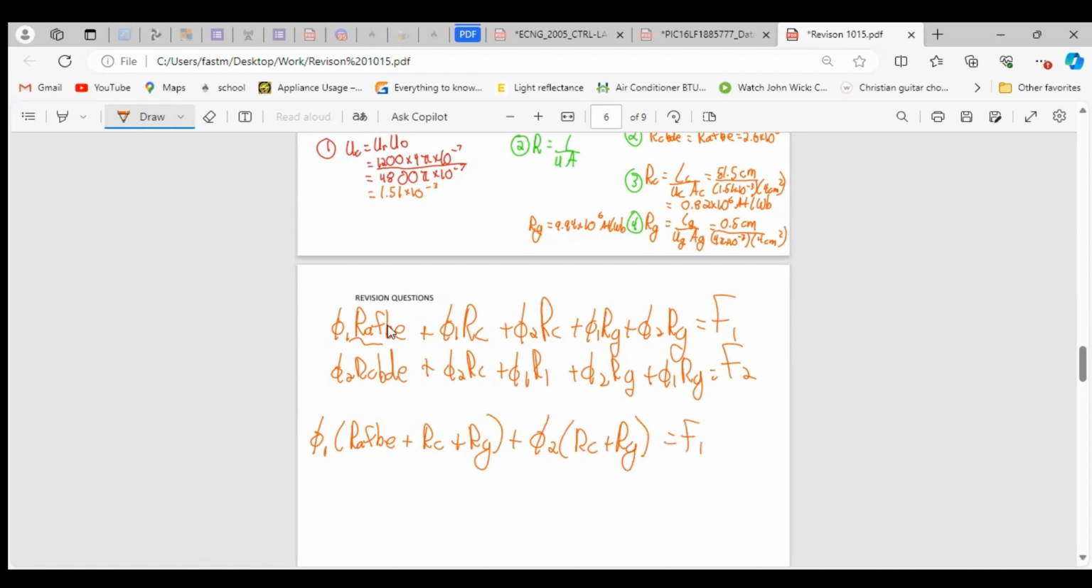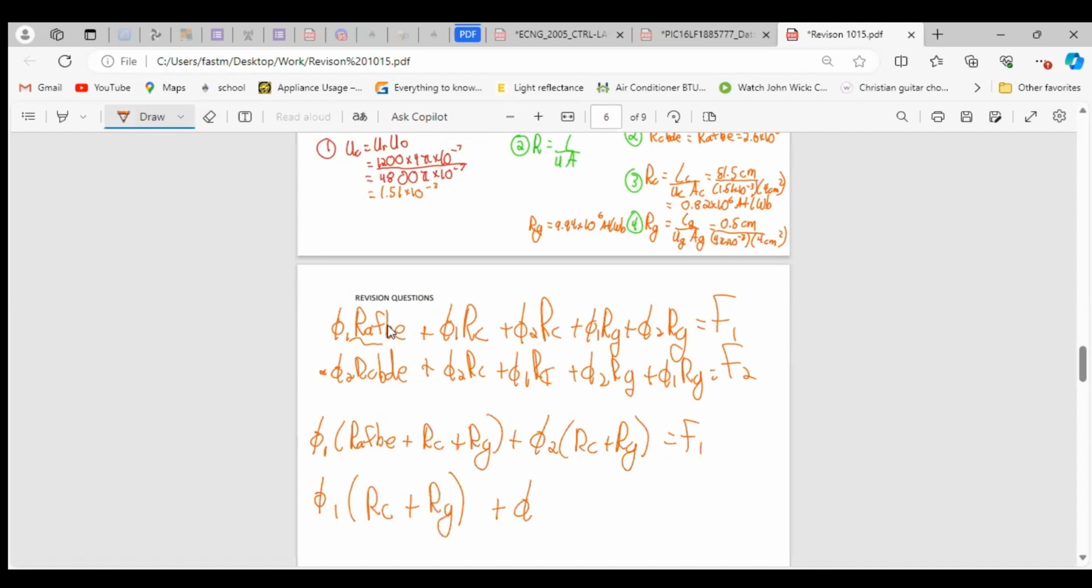The same thing for the second equation: factorize the stuff that has phi 2 in it. Or you could put phi 1 first, so it'll be easier to put the phi 1 under the phi 1. So phi 1's in the second one here, which is this one here. That will be RC and your RG.